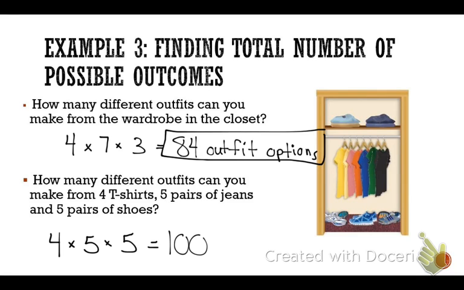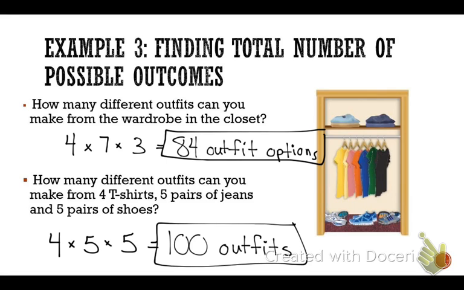100 outfits. I had a question earlier, and I thought it was a great question. They asked, what if I said 100 outcomes? Technically, that is a label, but it doesn't say specifically what it is. I would prefer outfit options, outfit combinations, or even just outfits over outcomes. I don't know if I would really take off on a quiz or a test, but you do want to try to label it according to what the problem is talking about.